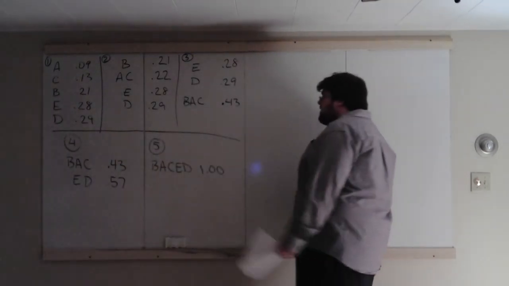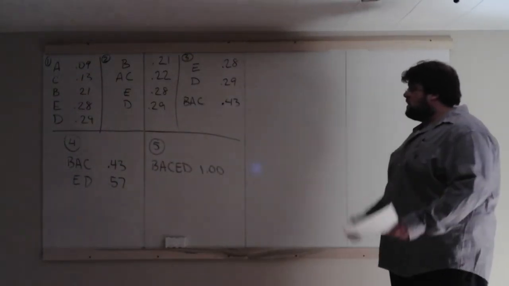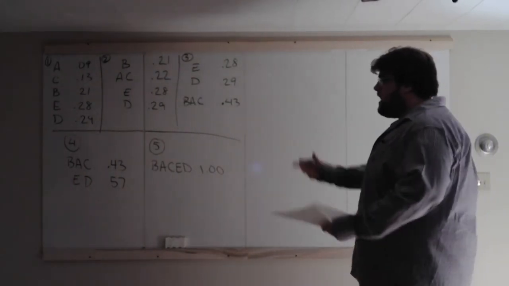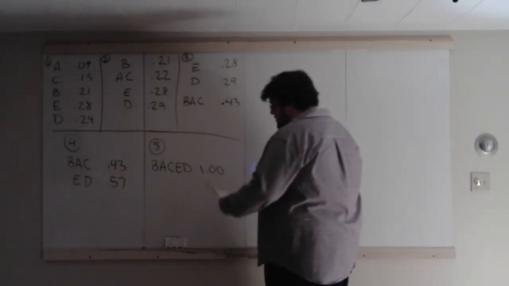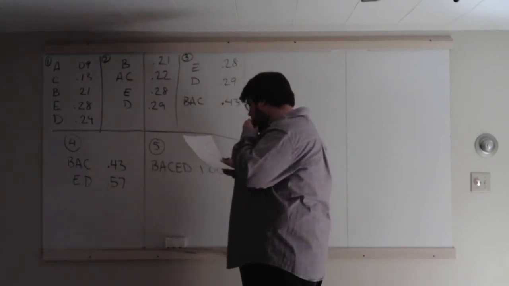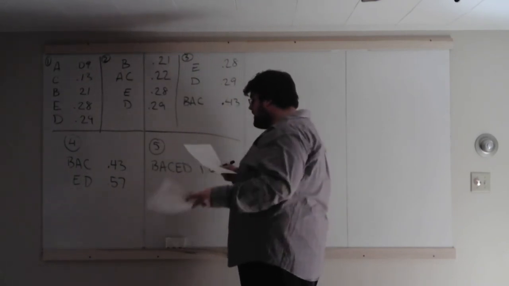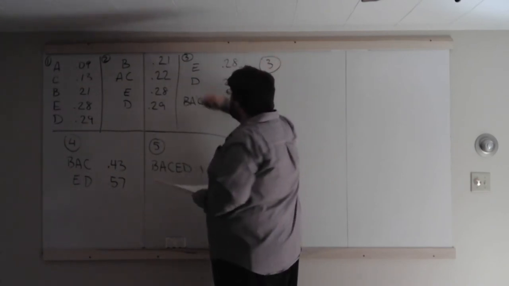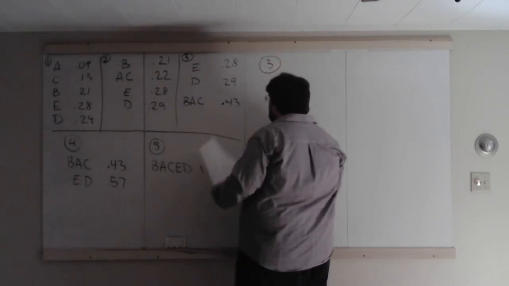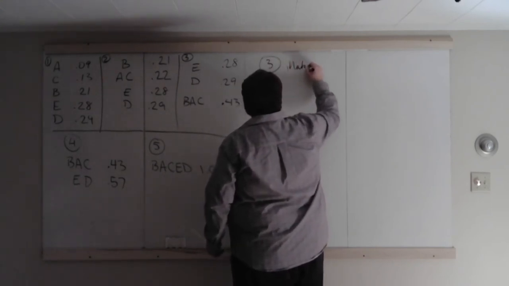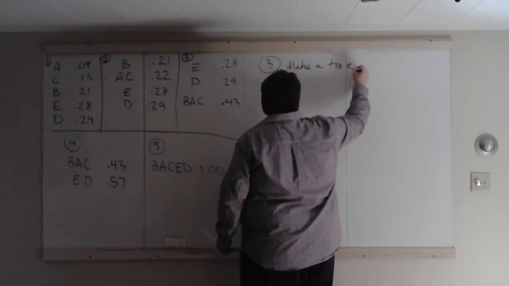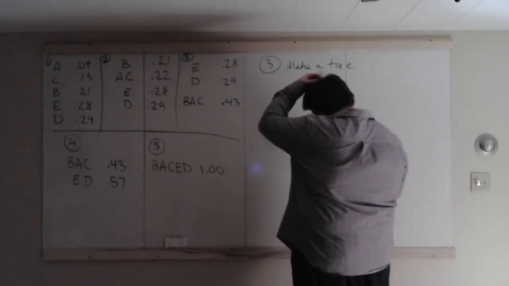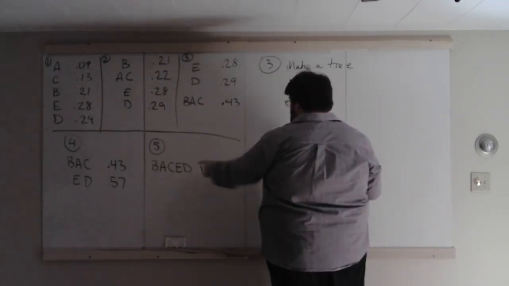Now, I did want to rewrite them because when forming this next tree that we're going to form, it's nice to be able to look back at them. And you'll see what I mean in a moment. So step 2 was merge them by combining things. Step 3, this is different than this 3. Step 3 is make a tree. Make which tree? This tree. We're going to start with BACED.